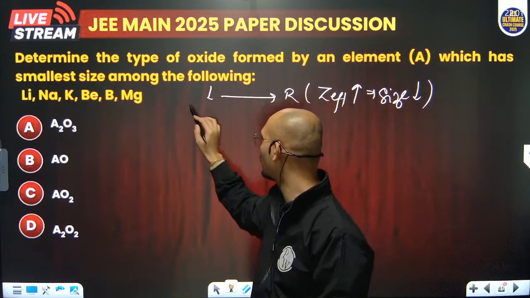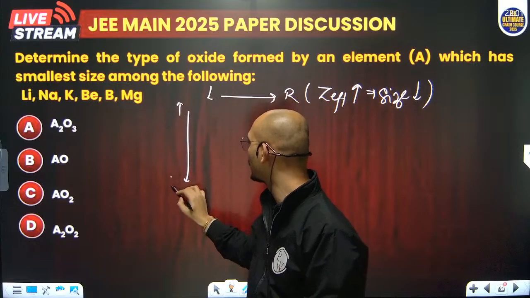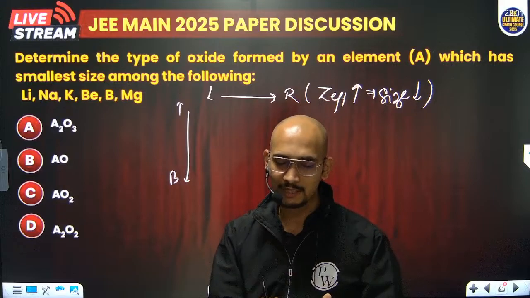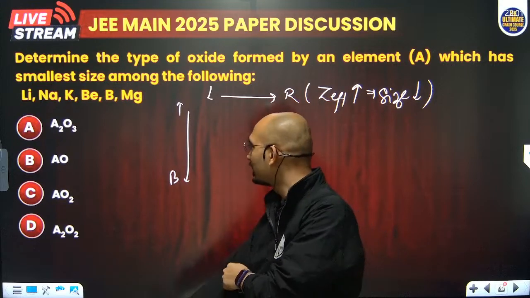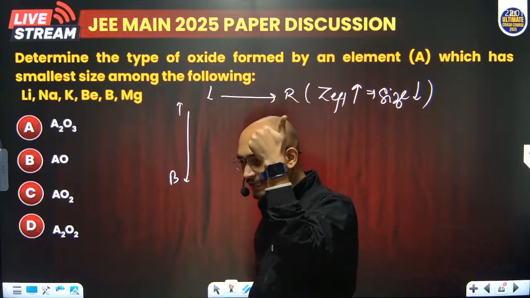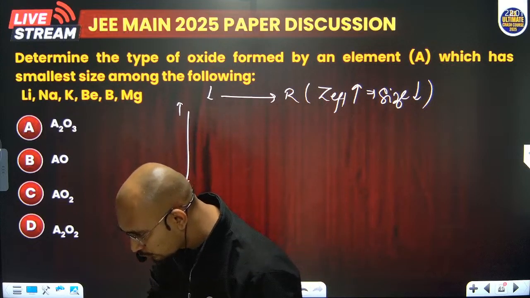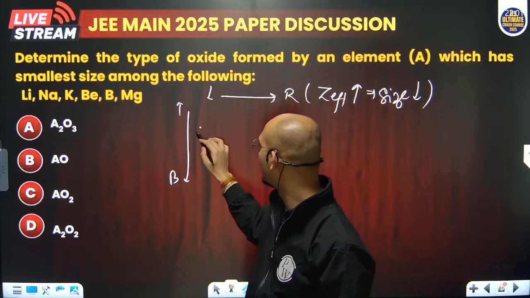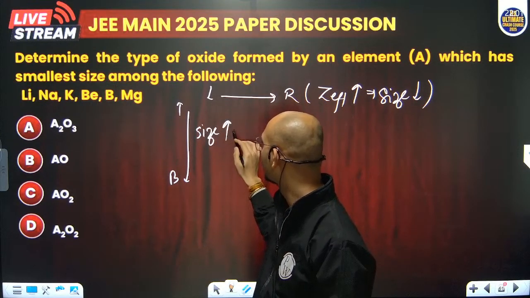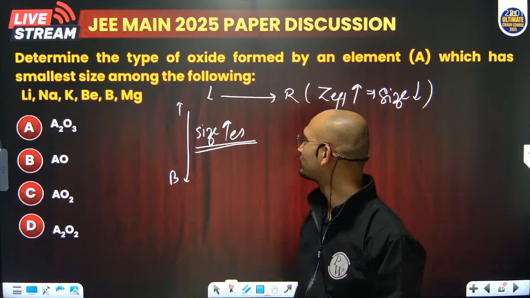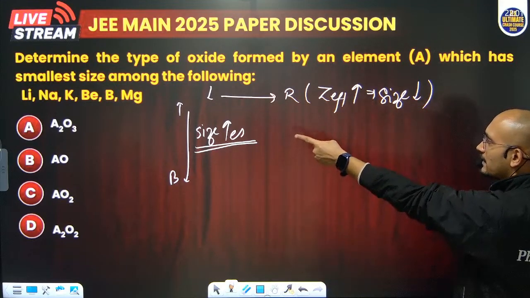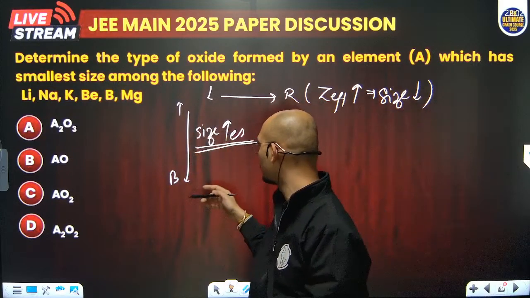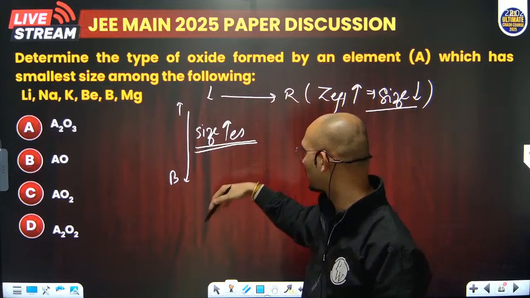But what about top to bottom? If we go from top to bottom, everyone, you know that one more shell is added every time, from 1st to 2nd to 3rd to 4th. As we go down, the shells keep on being added. Yes or no? So the size also keeps on increasing. So from left to right, Z effective increases, so size decreases, while from top to bottom, size increases.